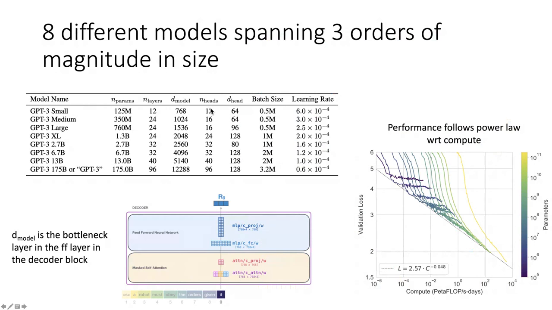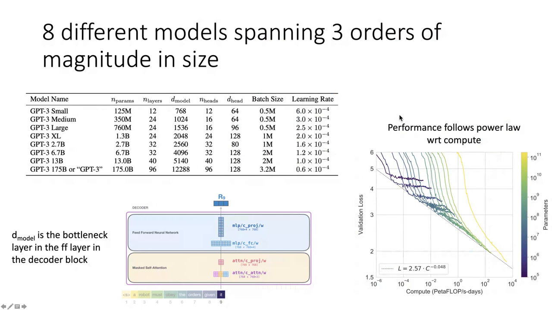N heads is the number of heads, and you go from 12 to 96, pretty crazy. Then batch size, I think that's in terms of number of tokens. So you see the batch for the final GPT-3 is 3.2 million tokens for one batch, which is a little crazy too.